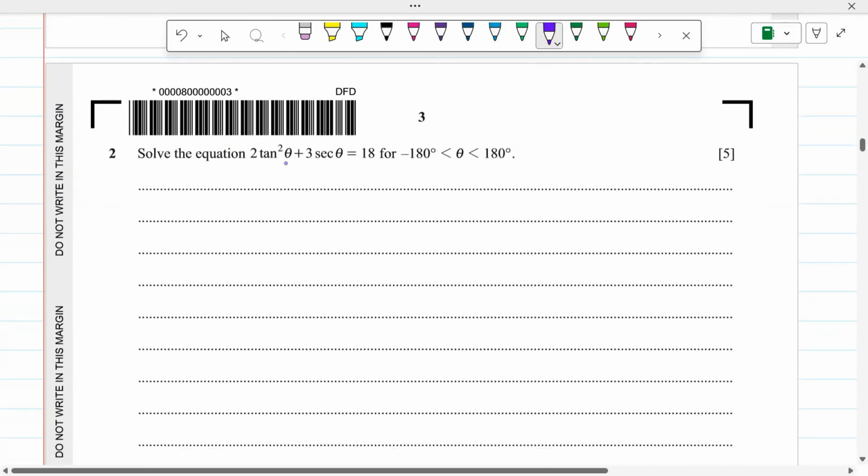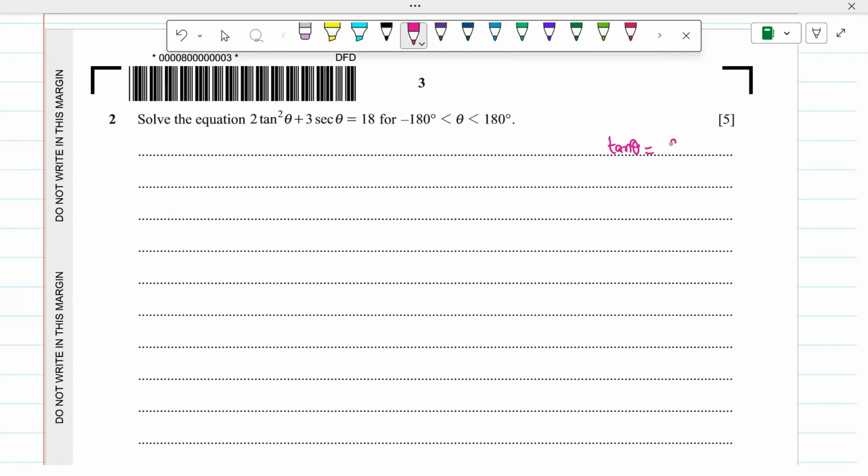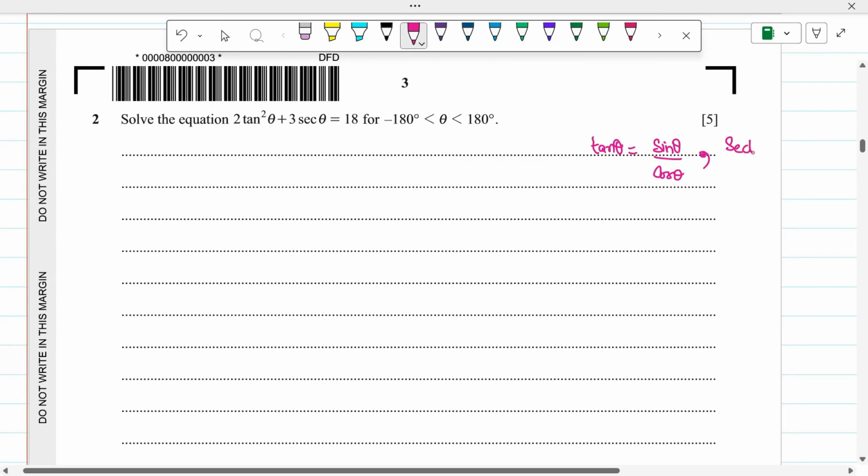Let's move to question number 2. Solve the equation 2 tan²θ + 3 secθ = 18, where θ is less than 180 and greater than negative 180. We know that the tangent of theta is equal to sine of theta over cos of theta, and we also know that secant of theta is equal to 1 over cos of theta.